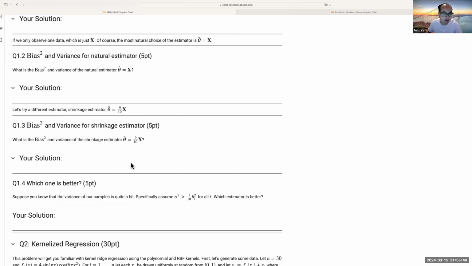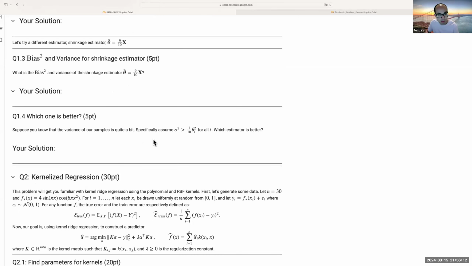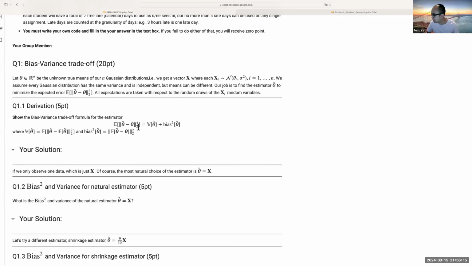Then you do the same thing for the bias variance trade-off. It's kind of interesting. Obviously we intentionally bias this part, but it turns out there will be some situations where this intentional shrinkage estimator will be even better than the natural estimator. So you need to find a condition where the natural estimator is better than the shrinkage one and vice versa. To be frank, that's pretty straightforward, and this part should be done pretty quickly.